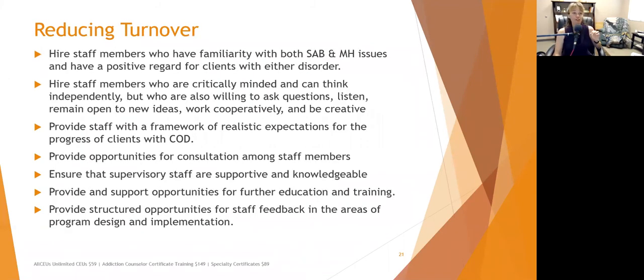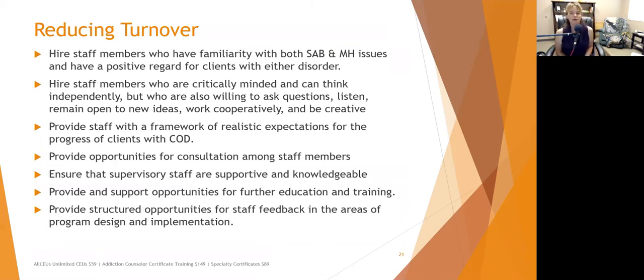In order to reduce turnover as hiring managers, we can hire staff members who have familiarity with both substance abuse and mental health issues, maybe not licensed in both, but they're familiar, and have positive regard for clients with either disorder. We need to hire staff members who are critically minded and can think independently, so they're not having to be micromanaged. But they're also willing to ask questions, listen, remain open to new ideas, work cooperatively with the team, and sometimes just be creative in problem solving, because you have to think on the fly.